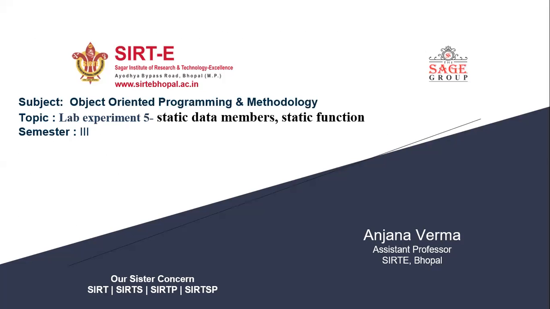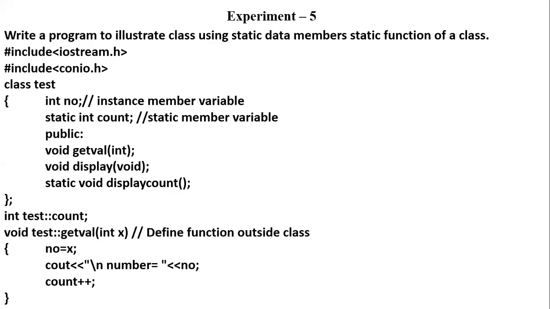First of all, we will see what static data members are. In this example you can see the first data member of the class, that is an instance data member, int no, which is a simple instance member variable of class test. The name of the class is test. And the second one is static int count. If you give just int count, it is a normal variable, but if you mention the reserved word static, it is the static member, a static variable of class test.